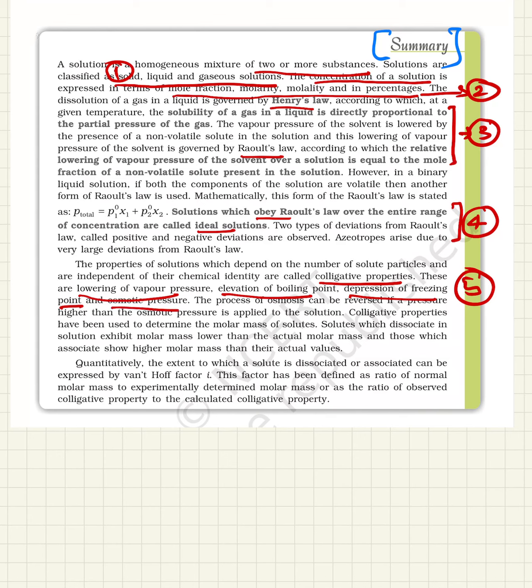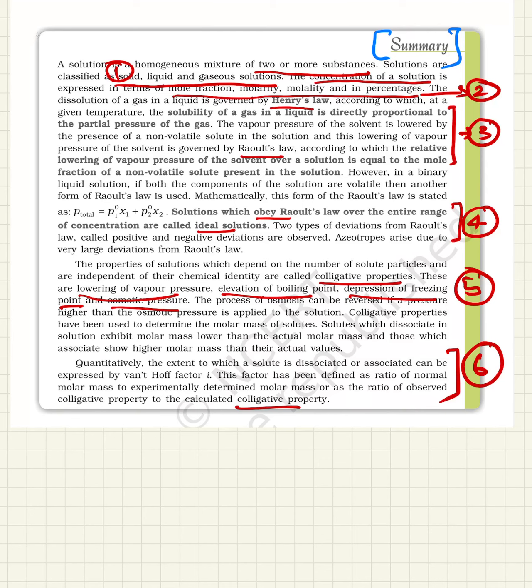At this point of time, let's assume that you have not read the textbook at all. You don't know anything about solutions. Still, this shows where to start and how exactly to finish the chapter in a good amount of detail. That's exactly where I am coming in. And the last part is abnormal colligative properties. So this is 6.